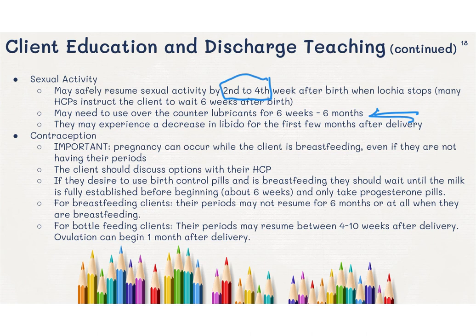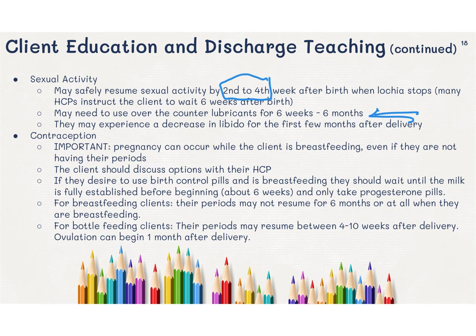We already talked about contraception a couple of slides ago. I already told you that the patient can still get pregnant even though they're not having their periods when they're breastfeeding, because they're still ovulating once they get past those initial first few weeks. So if they're trying not to get pregnant, let's have that conversation with them and empower them to make the choice as far as contraception.